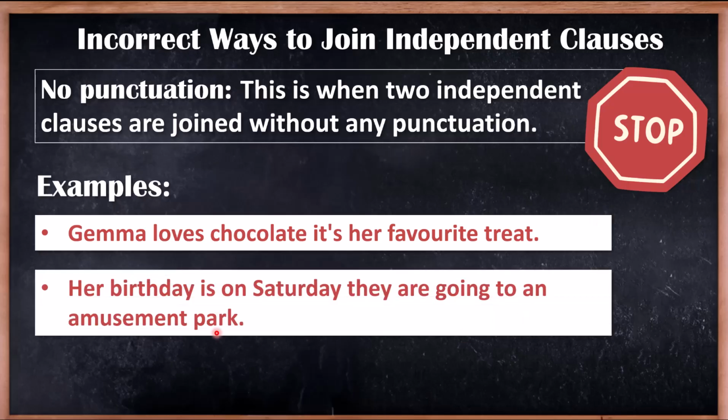Another example, her birthday is on Saturday they are going to an amusement park. Again, we have two independent clauses pushed together without any punctuation. So this is another run-on sentence. We can identify there are multiple independent clauses here because we have two subjects and two verbs, and each clause contains a separate idea that can stand alone as a complete sentence.